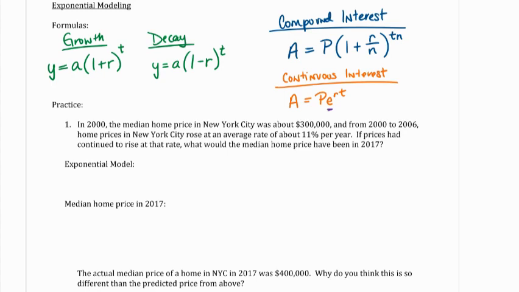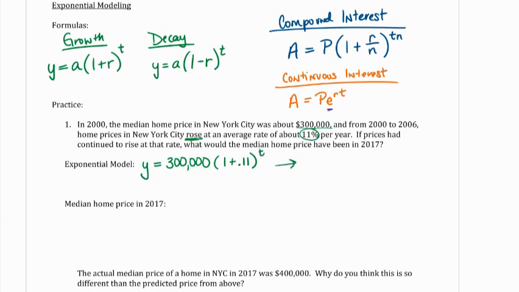Okay, so when we're doing our exponential model, we've got our growth or decay, right? We've got our starting price of 300,000, and the prices are rising, so we're going to use our growth model. So y equals, A is always our starting value, so our 300,000. And then I want 1 plus my rate. We're rising by 11% per year, but remember you want to change that 11% to a decimal, so divide by 100. That would be 0.11, to the t.